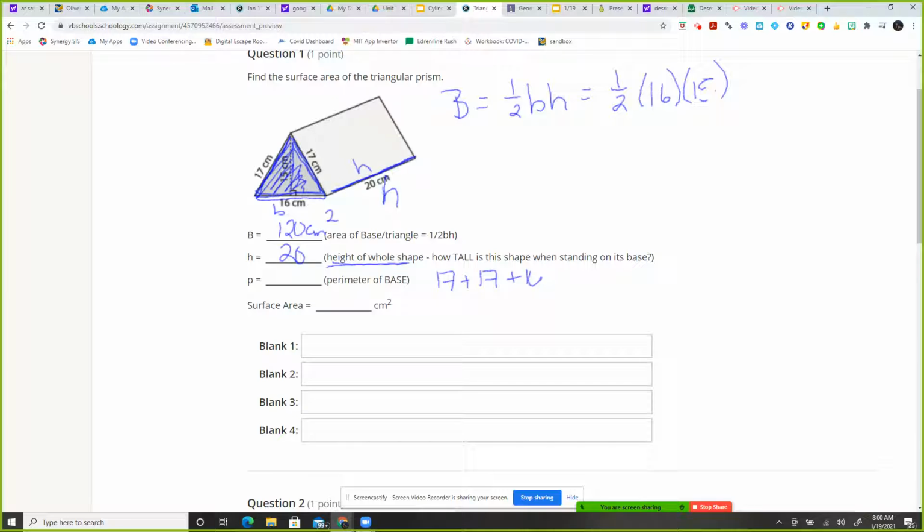So there's two heights. The height of the base equals 15, and the height of the shape is 20. And it's confusing. Very confusing sometimes.